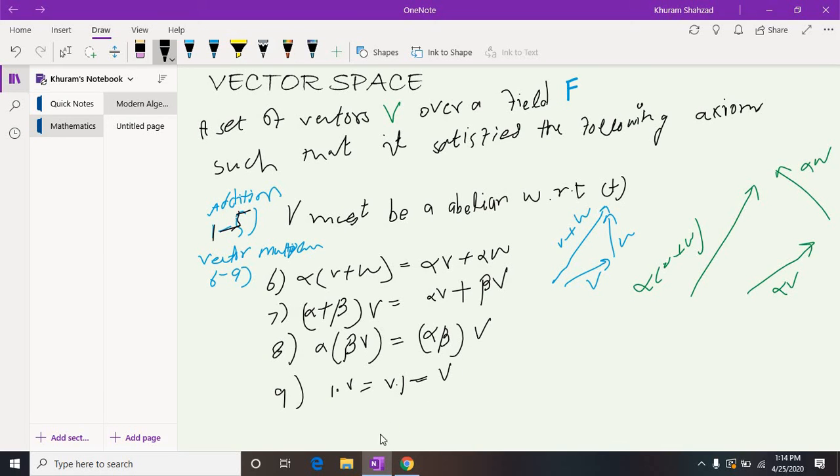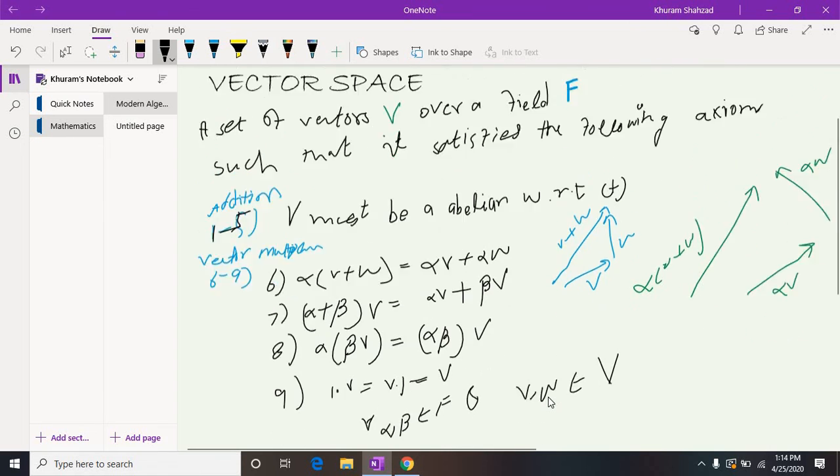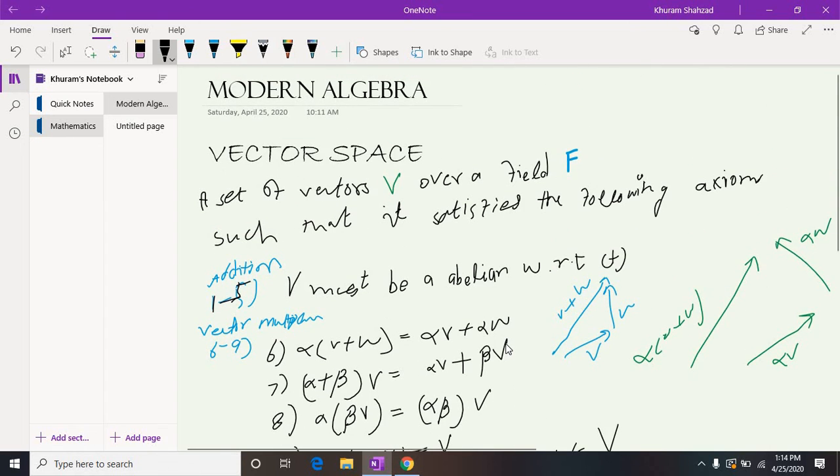And obviously your alpha and beta will belong to the field, and your V and W belong to your vector space V. So it was vector space.